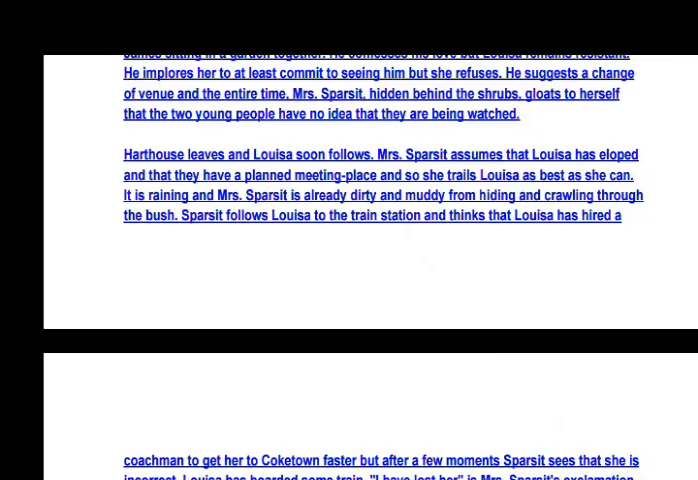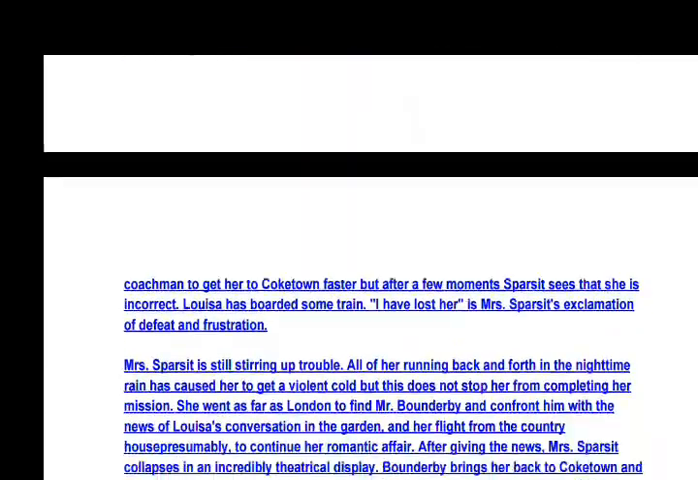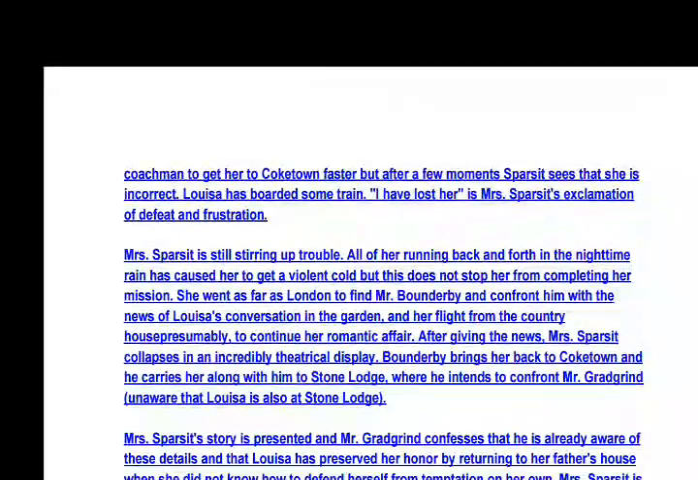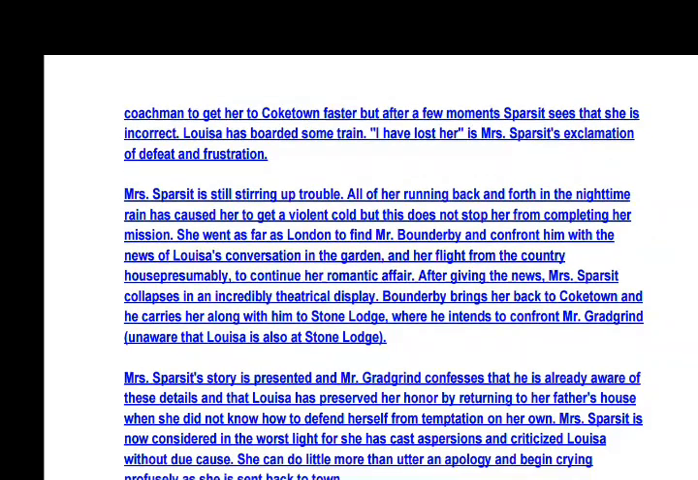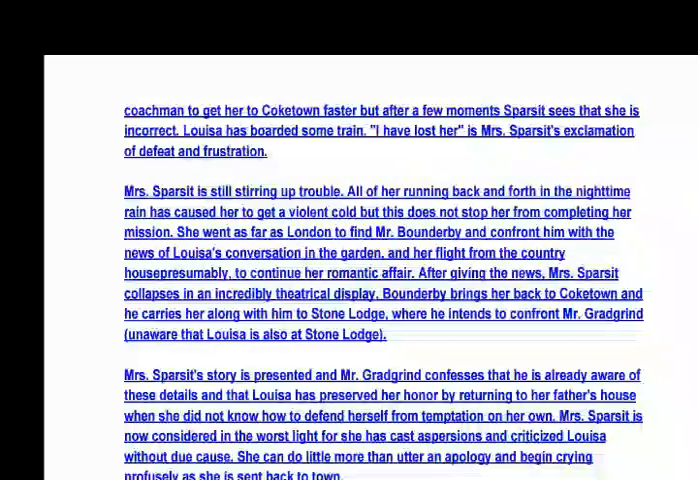Sparsit follows Louisa to the train station and thinks that Louisa has hired a coachman to get her to Coketown faster. But after a few moments, Sparsit sees that she is incorrect. Louisa has boarded the train. "I have lost her," is Mrs. Sparsit's explanation of defeat and frustration.